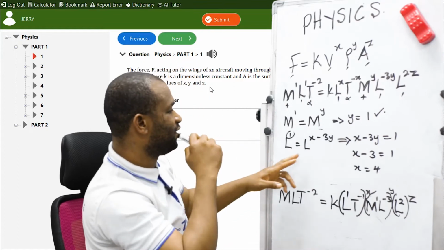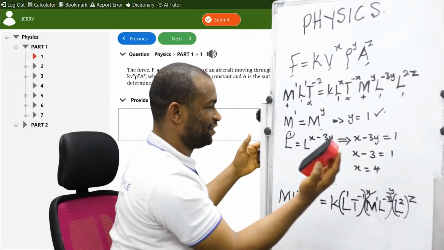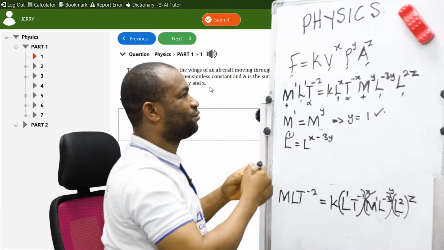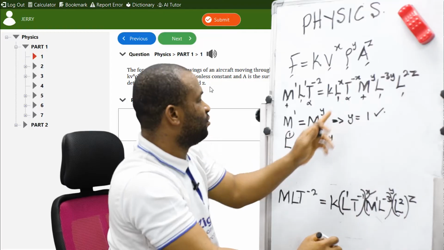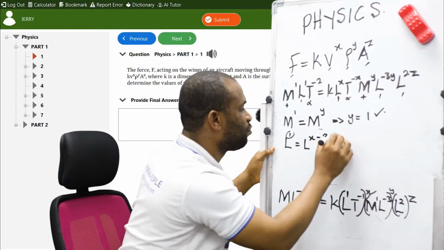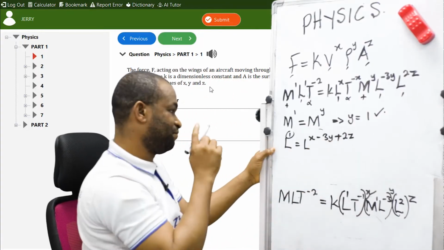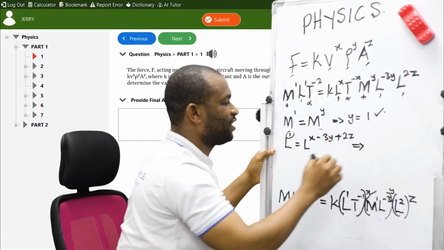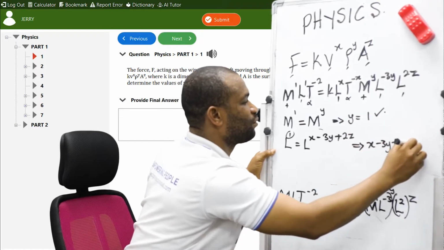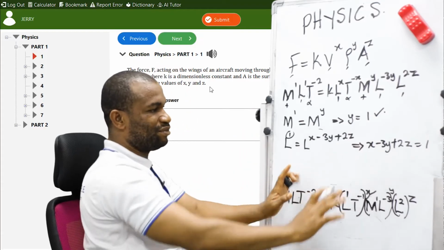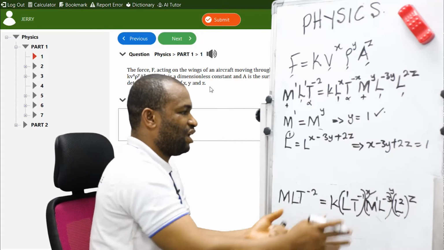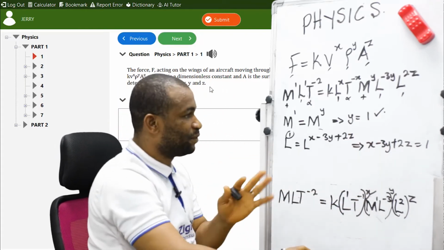So we have one more. This is another L. So I'm saying L, 1, 2, 3. So this is going to be plus 2z. So I'm having x minus 3y plus 2z is equal to 1. I'm leaving this equation because it has two unknowns, so I'll keep it that way.